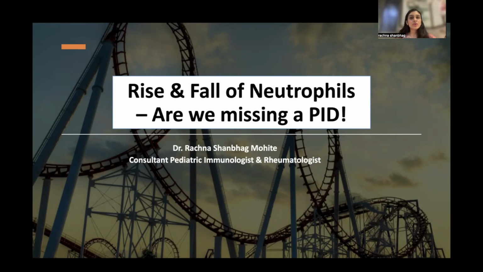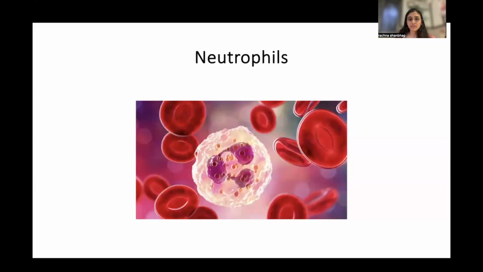In the past videos, we have discussed various phagocytic disorders which present with high neutrophil counts, for example, chronic granulomatous disease and leukocyte adhesion deficiency. So today we'll be discussing another phagocytic disorder, but this disorder presents with intermittent low neutrophil counts or neutropenia.